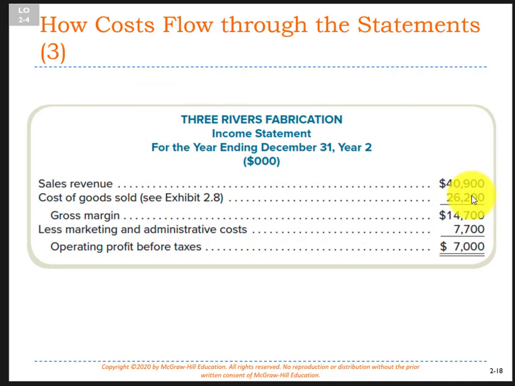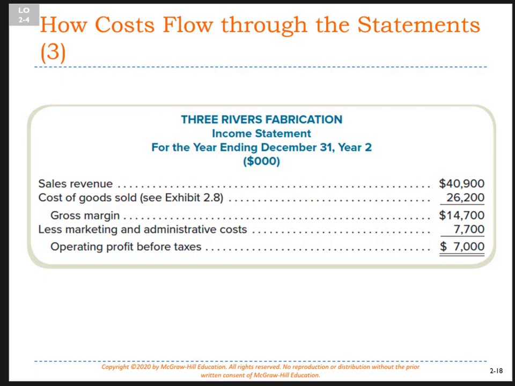Subtract that, get your gross margin, talk about your period costs as marketing and administrative, and you get your operating profit before taxes, which is typically how we end our statements from an internal standpoint, because taxes are not critical typically to our internal decision making.